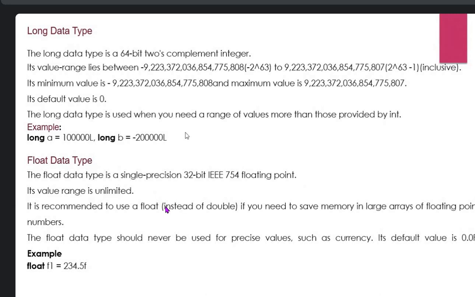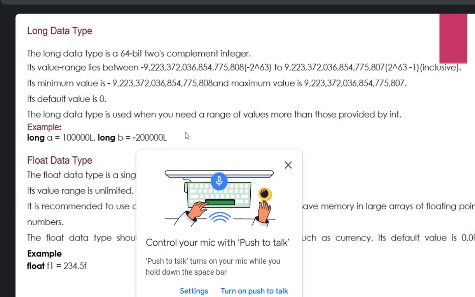Its value range is unlimited. It is recommended to use a float instead of double if you need to save memory in large arrays of floating point numbers. The float data type should never be used for precise values such as currency. Its default value is 0.0f. So this is the biggest number, right, sir?